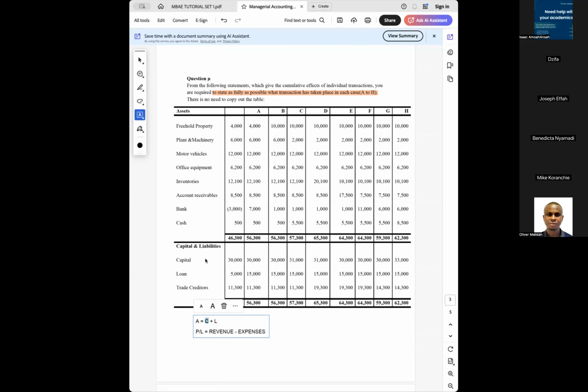We move on to the other side of the equation. Capital is 30,000, 30,000. Now, loan used to be 5,000. Now it comes to 15,000. So what is the amount of change on loan? 15,000. Yes. Also 10,000.